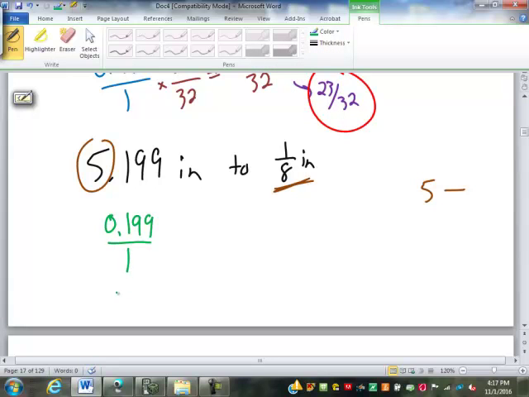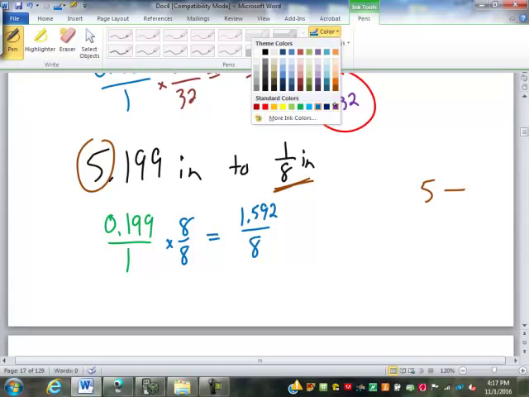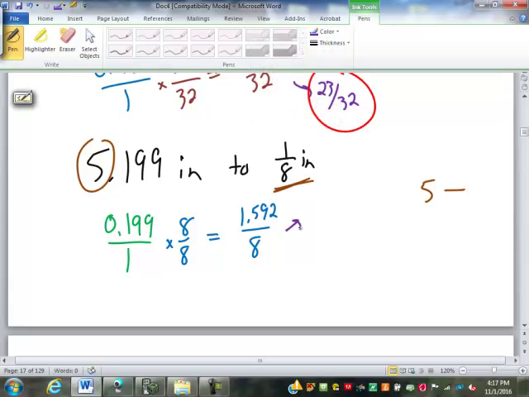Again, I'm going to put it over 1. I want it to have a denominator of 8, so I'm going to multiply by 8 over 8. 1 times 8 is 8. 0.199 times 8 is 1.592. Now again, that is between 1/8 and 2/8. Which one is it closer to? 2/8. Yeah, that's 0.5 or more. That would round up to 2.